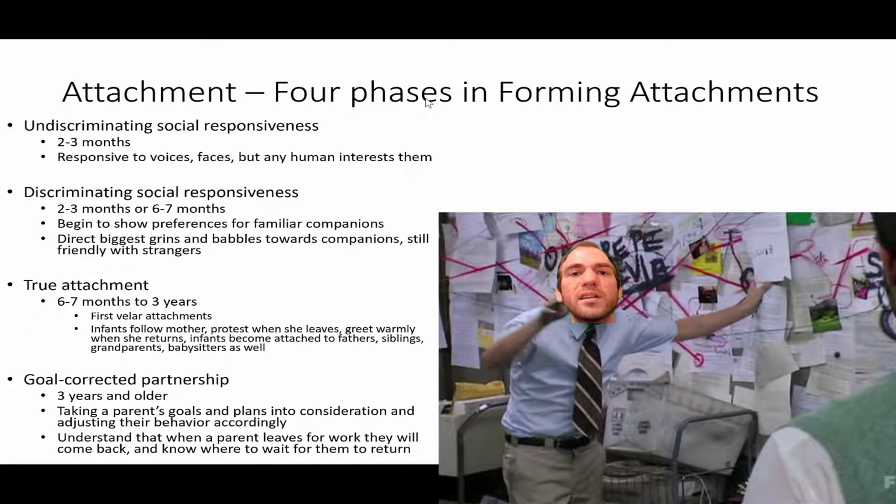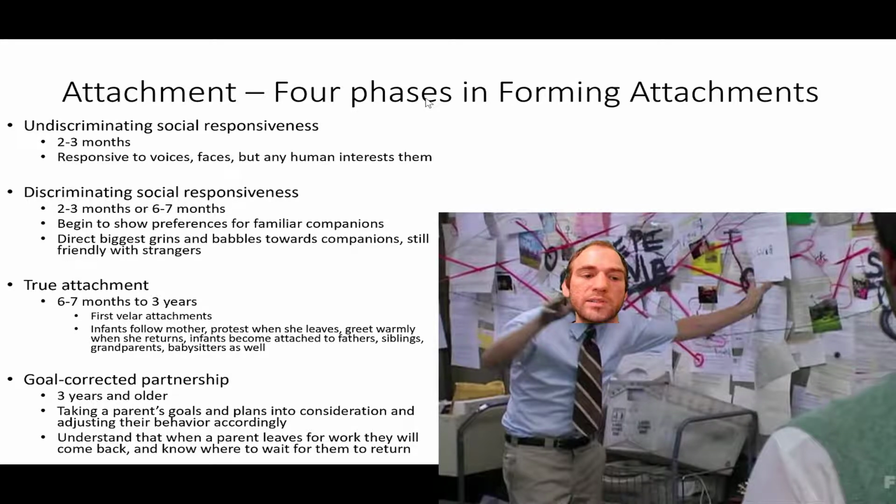And as stated, bonding occurs almost immediately, but in general there are thought to be 4 phases of development of attachment. The first, undiscriminating social responsiveness, 2 to 3 months. Responsive to voices, faces, but any human interests them. Discriminating social responsiveness, 2 to 3 months, or 6 to 7 months. Begin to show preferences for familiar companions. Direct biggest grins and babbles towards companions, still friendly with strangers.